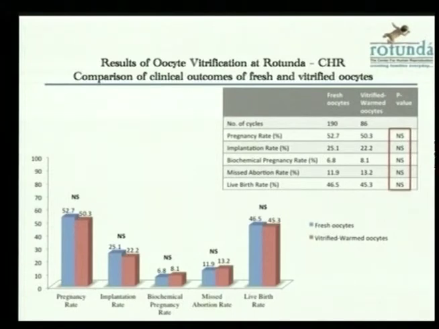So again, this is a comparison of clinical outcomes of fresh and vitrified donor oocytes. These are all the oocytes from young donors where pregnancy rates are high and there are very few confounding factors. So the live birth rate that we got with vitrified oocyte was 45.3% and it was comparable to our live birth rate with fresh oocytes.